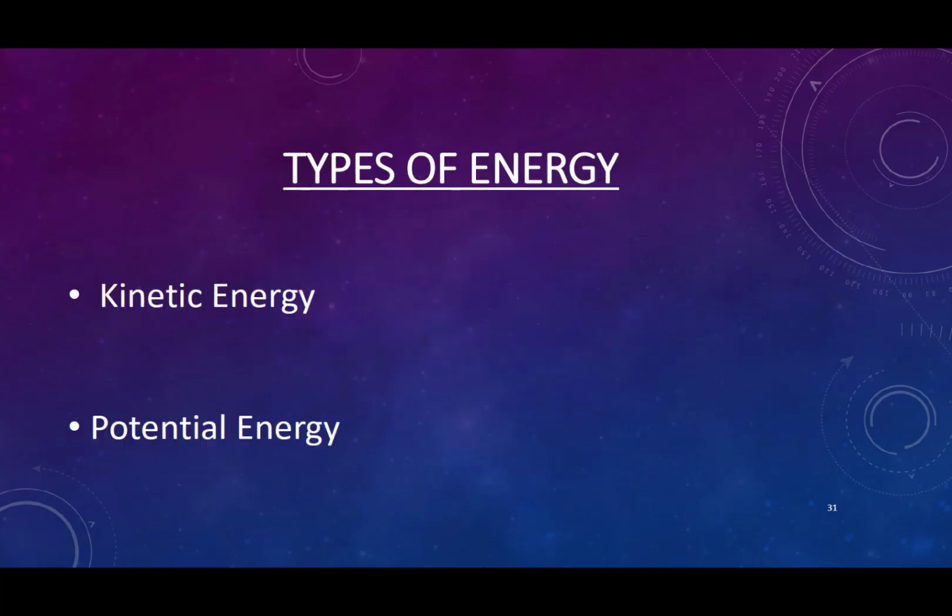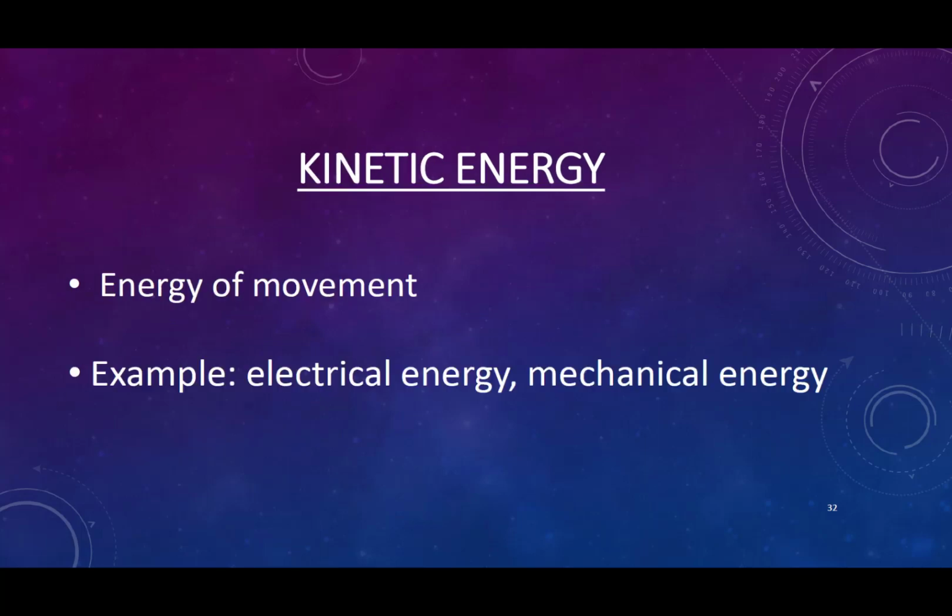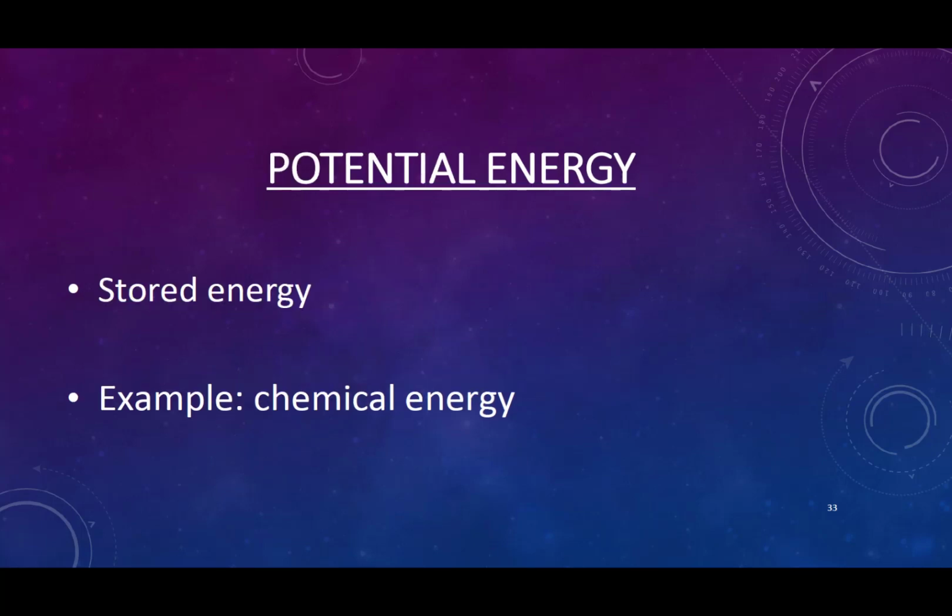We have two types of energy. We have kinetic energy and we have potential energy. Kinetic energy is the energy of movement. Electrical energy and mechanical energy are examples of kinetic energy. Potential energy is the stored energy, which is the chemical energy, which is the energy stored in a battery.